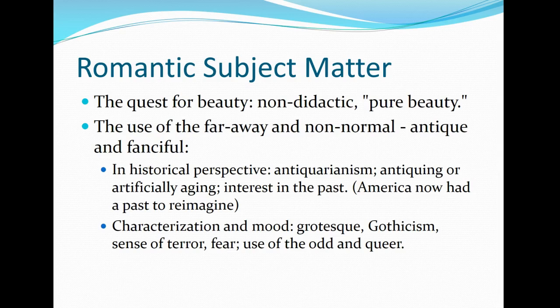In historical perspective, there's antiquarianism, antiquing or artificially aging, an interest in the past. America now has a past to reimagine. We have now matured to the point where we can look back to the olden days and how we once were. And there's also an interest in characterization and mood. This is when the grotesque and Gothicism, a sense of terror and a sense of fear, and the use of the odd and the queer, the unusual, start to play in romantic subject matter.